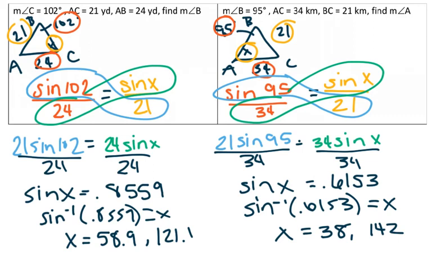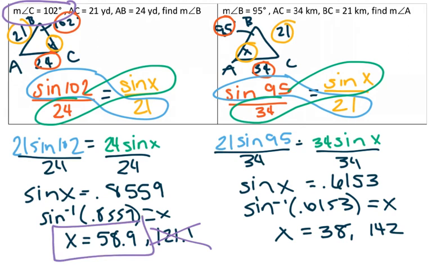However, on the first one, notice that angle C, and I'm going to do this in purple, was 102. I cannot have two obtuse angles, so this answer cannot happen. The only one that could possibly happen is that.